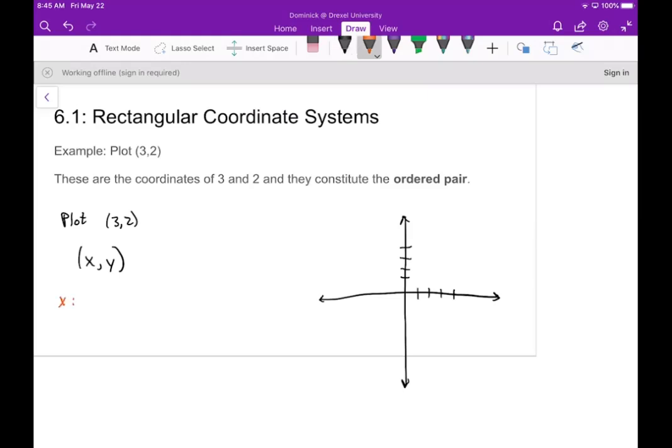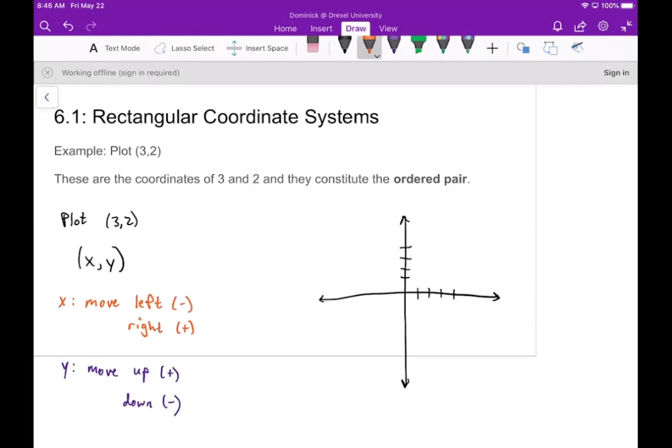The x coordinate is telling you to move left or right. You're going to move left if the number is negative, and you're going to move right if the number is positive, right? And then the y coordinate is telling you to move up or down, depending on, again, if it's positive or negative, right? And when we say move left, right, move up and down, we mean starting at the origin.